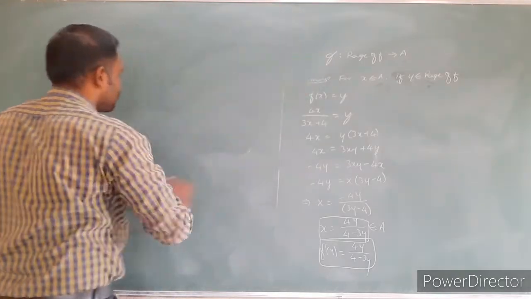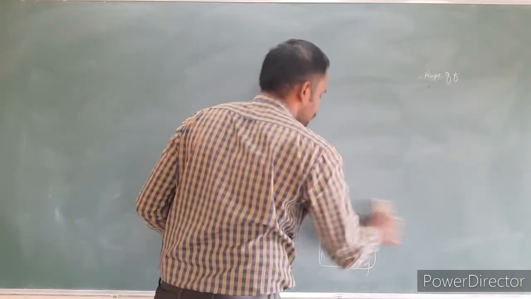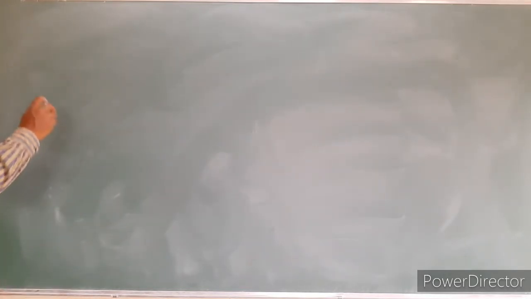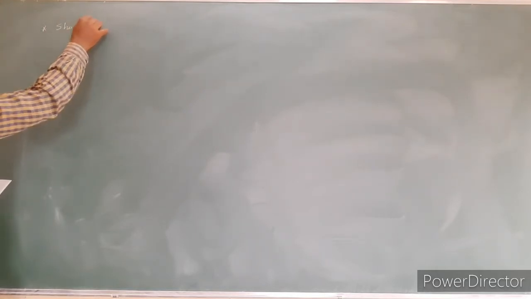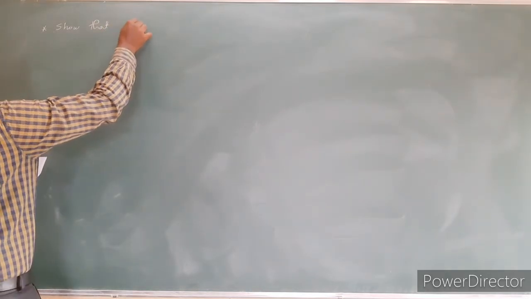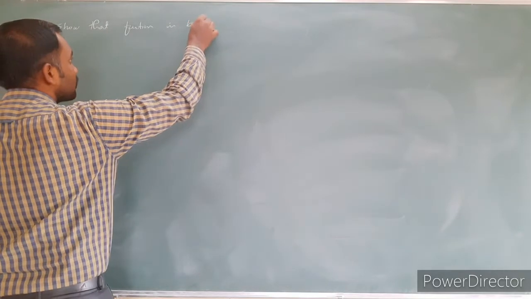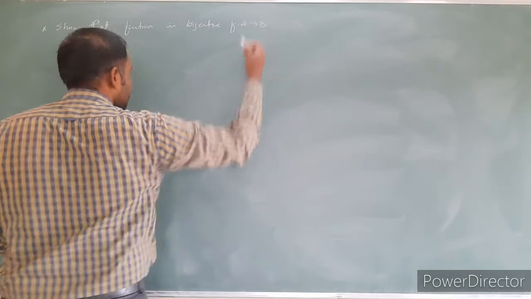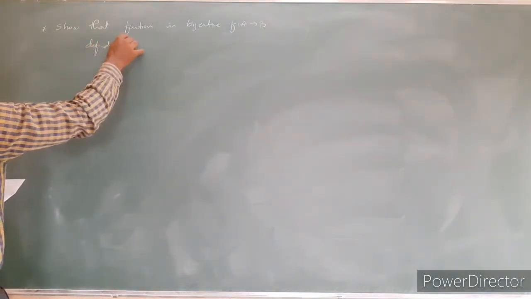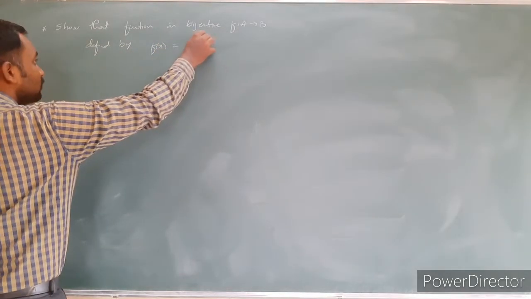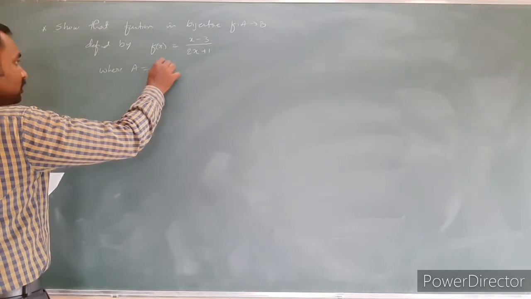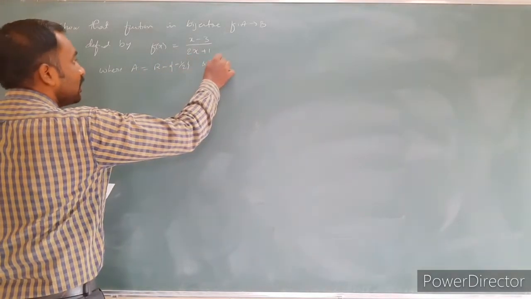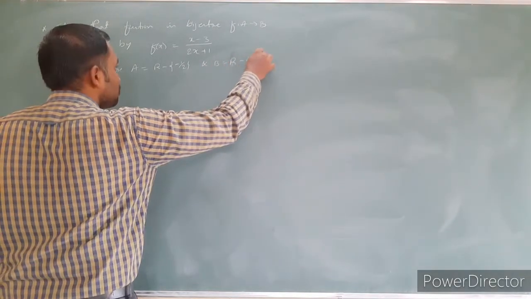Now let's take the next one. Show that the function is bijective. f is from A into B defined by f of x is equal to x minus 3 divided by 2x plus 1, where A is equal to the set of all real numbers except minus 1 by 2 and B is equal to the set of all real numbers except 1 divided by 2.